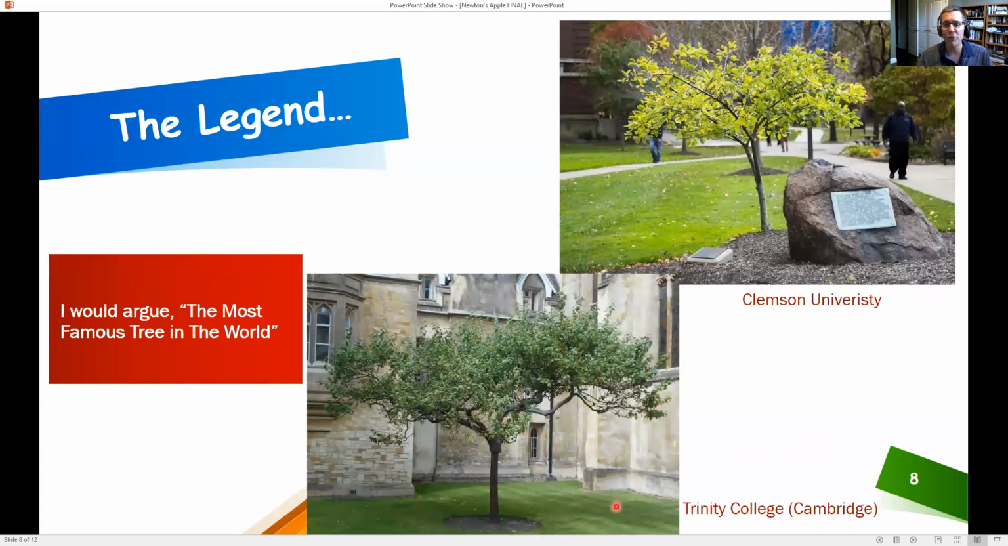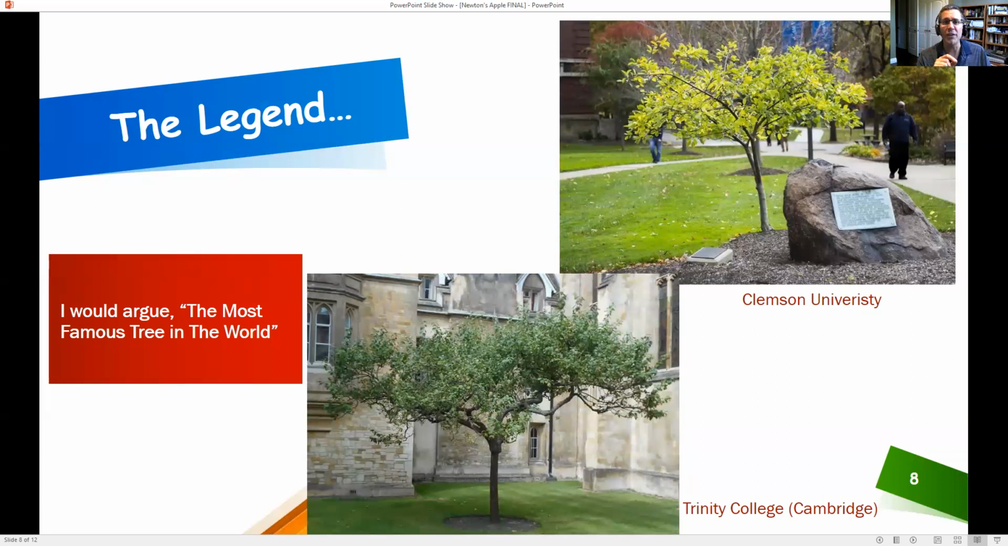So here's an apple tree at Trinity College, Cambridge. Here's an apple tree that was installed at Clemson University. These are not going to be the original apple trees that Newton sat under. These will be offshoots that were taken of that tree and then planted, and then offshoots of those trees. So they are direct descendants of the exact real tree that Newton used to sit under that helped him think up the theories of gravity.